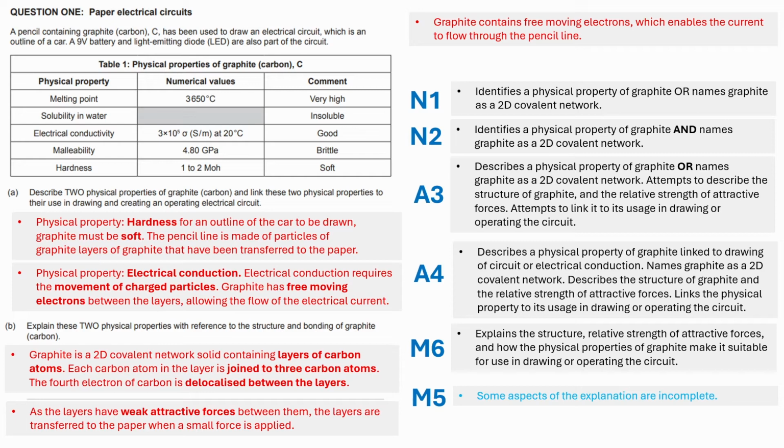Okay, so what if we want an excellence? Well, the third question here is evaluate how graphite will behave when used to draw and create an operating circuit by linking 2 physical properties to the structure and bonding. So we're just really taking what we've already put and linking it specifically to the example.